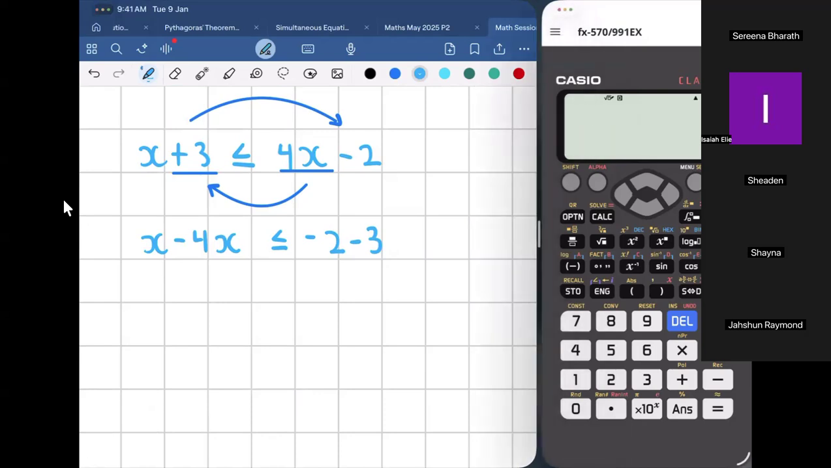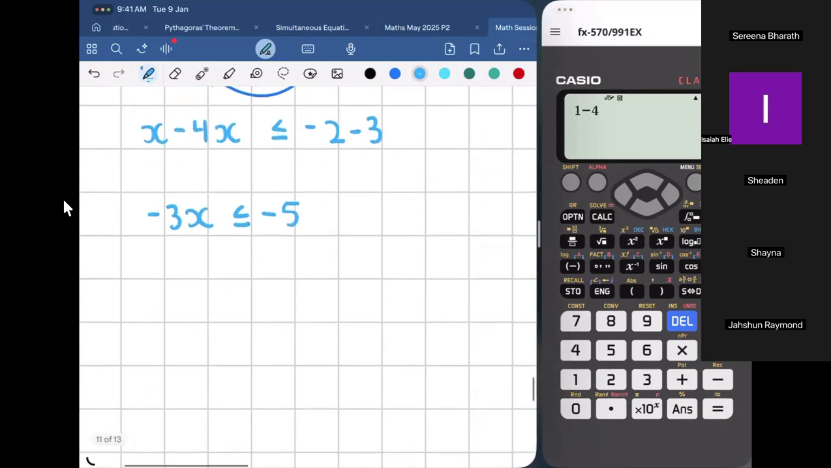If you're confused here, just put the coefficients into the calculator. Watch. The coefficient of x is just 1x. So you're going to put 1 minus 4. 1 minus 4 is minus 3. So minus 3x. Right? And what is minus 2 minus 3? Minus 5. Right.